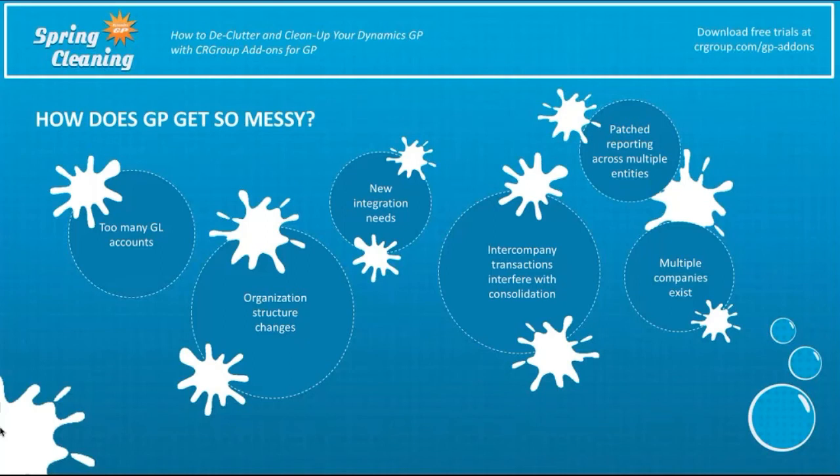Intercompany transactions interfering with consolidation. So, we might have multiple entities out there that have a different chart, and we think it might be easier just to consolidate this chart of accounts and have every entity with the same structure. And if that's not the case, there's lots of workarounds when you try to do a consolidation. Patched reporting across multiple entities, sort of the same thing.